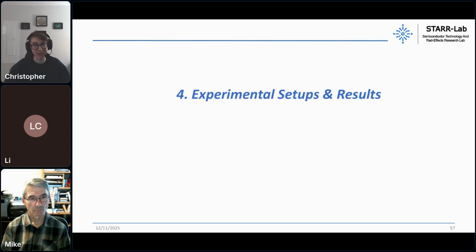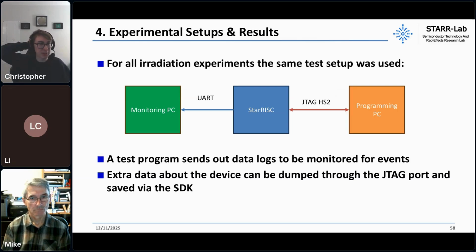Okay, so moving on to some nitty-gritty experimental setups and results. This is where we take the device to the beamline and get some interesting data out of it. For all the experiments that we did, we had the same experimental structure: the StarRISC board was connected to two different things. One was a monitoring PC, so that we could get a whole bunch of test log data off the UART line to monitor if all the tests were passing, how many upsets were occurring in the memory, and information like that. As well, we had the device connected to the programming PC through a JTAG port, so we could load the program onto it and also get some extra information dumped through the JTAG in the event of a crash.